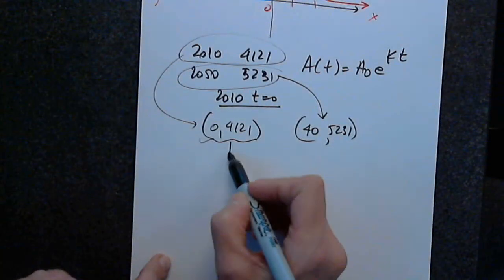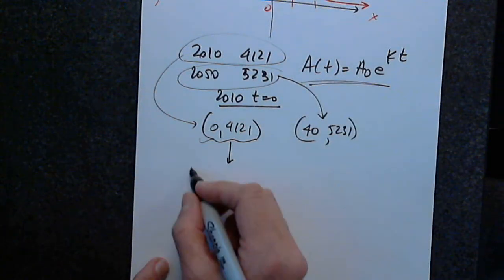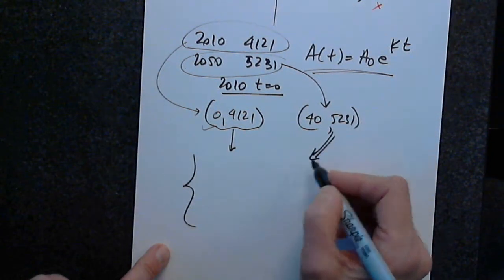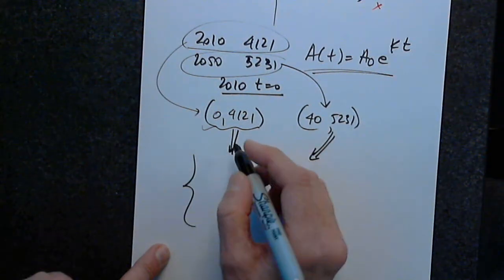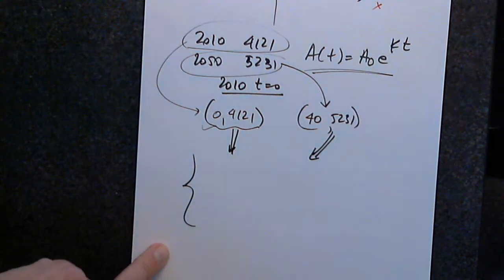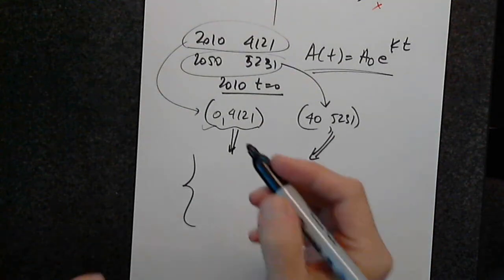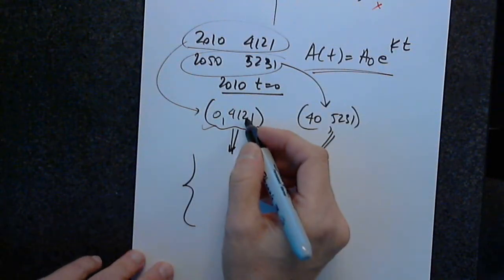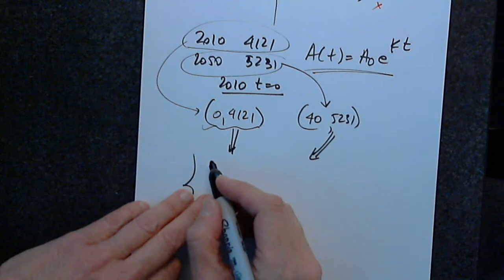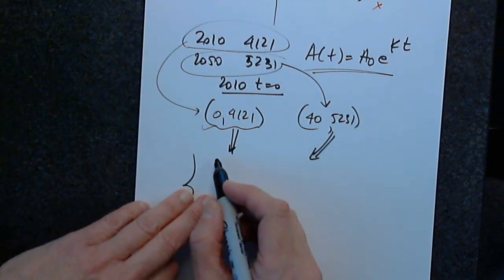Now I want to use this point to create one equation, and this point to create the other one. So the first equation comes from this point and the second equation from this point. So how do I do that? A of 0, you mean? A of zero. Yes. So this means A of 0 equals this. Right. Good. So how do I write the equation directly? What is A of 0 then?